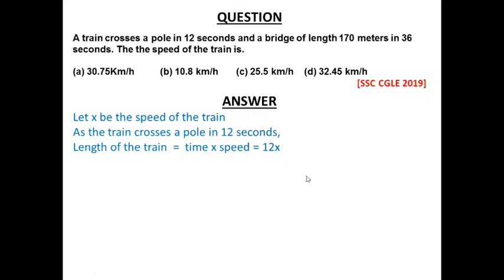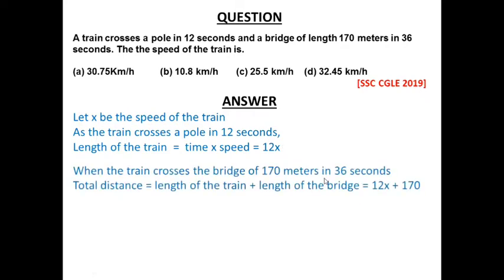Now, what is the other information given in the question? When the train crosses the bridge of 170 meters in 36 seconds, the total distance covered will be the length of the train plus the length of the bridge. The length of the train we already got as 12x, and the length of the bridge is given as 170. So the total will be 12x plus 170. That is the total distance covered in 36 seconds.